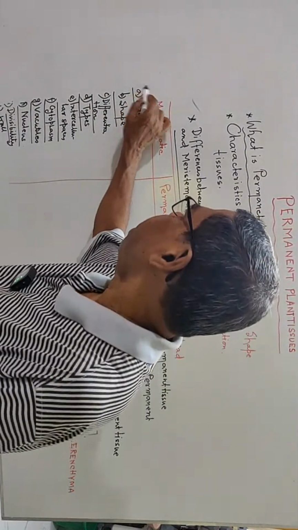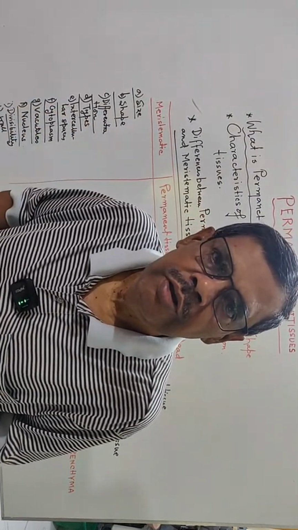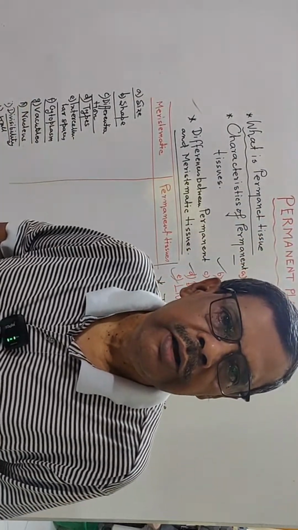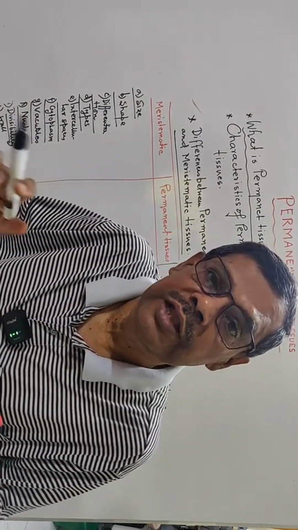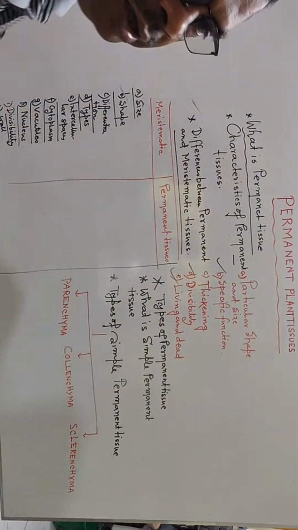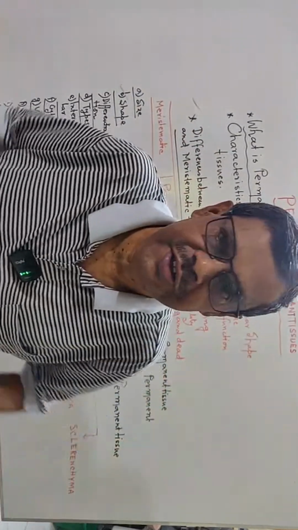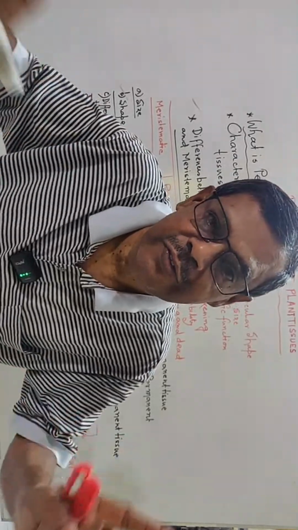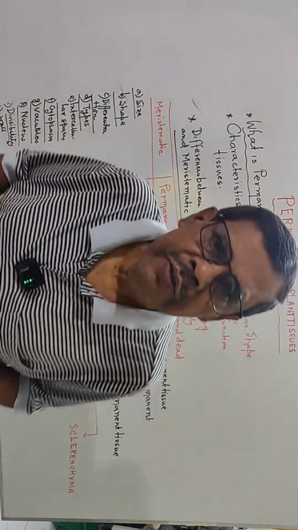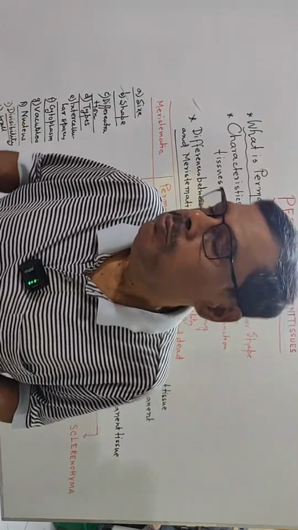First, size. Meristematic tissue is smaller than permanent tissue. That is, permanent tissue is larger than meristematic tissue. Next step, meristematic tissue is more or less isodiametric, but permanent tissue has several types of shapes: oval, round, polygonal, etc.